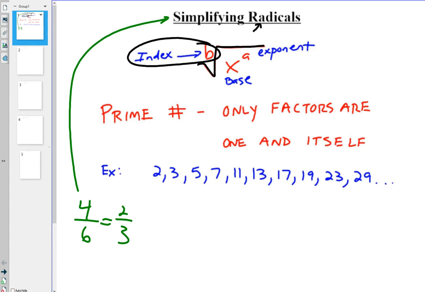I simplified division. So the same way you can simplify division, we can also simplify radicals. But in order to simplify radicals, we have to know what a prime number is. What is a prime number?